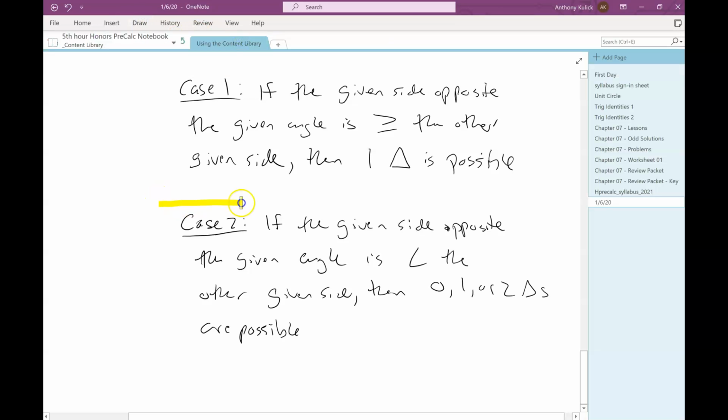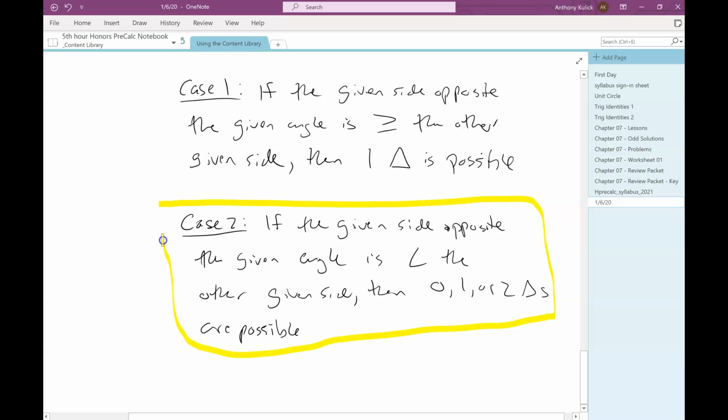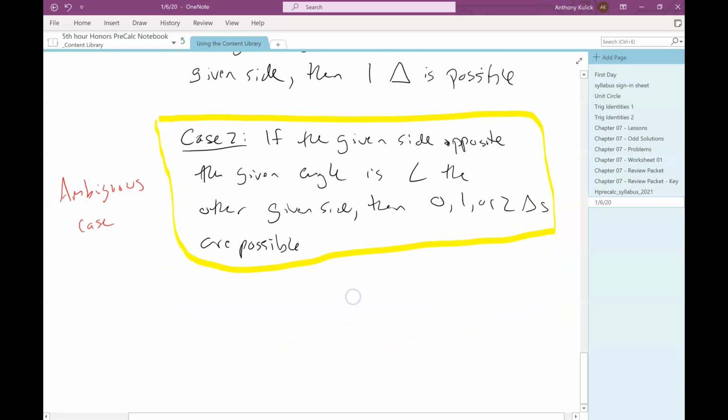So if that given side is shorter than the other given side, we don't immediately know what's going to happen. You could have no triangles possible, you could have one triangle possible, or you could have two triangles possible. This situation is the one that we specifically refer to as the ambiguous case, because just from the given information you don't know how many solution sets you're really going to be looking for. So let's talk about how we would determine that. Let's do that with a specific example.